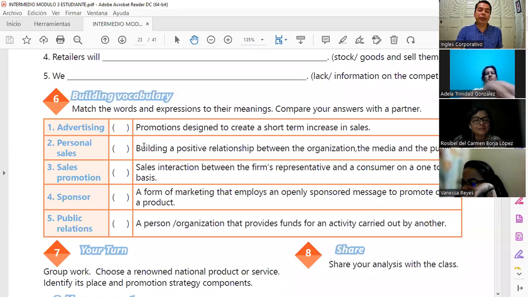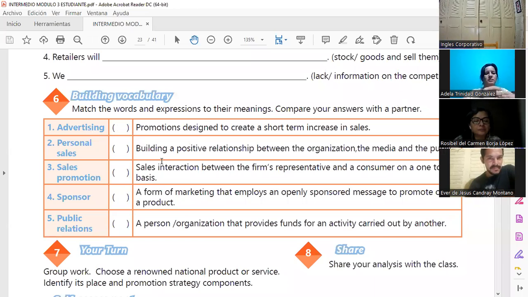Advertising. What is advertising? Volunteers, please raise your hands. Participation. This is not related with horses. Okay, Rosibel, number one, advertising. Please read. Advertising is a form of marketing that employs an openly sponsored message to promote or sell a product.